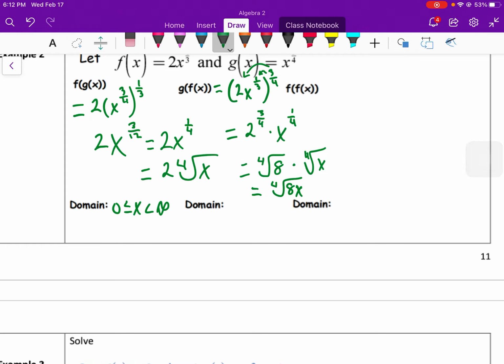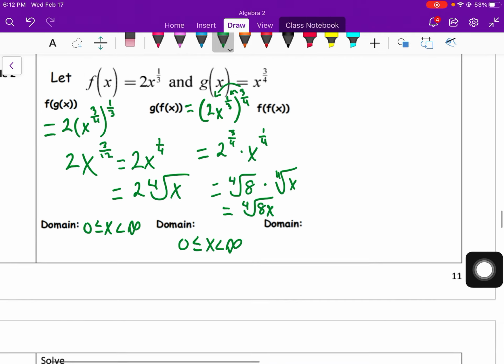So from here, we have an even index again. So we will have restrictions where values cannot be negative. So yet again, it's 0 is less than or equal to x, which is less than infinity. If you plug in a negative value for x, anything negative times a positive will be negative. So it's restricted to greater than or equal to 0.